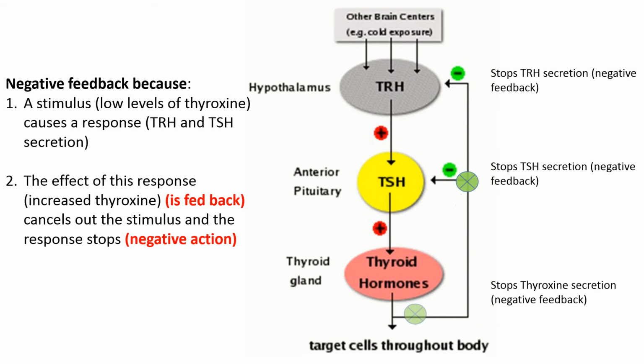So let's go through the example of why this is a negative feedback response. We had a stimulus, which was low levels of thyroxine, and as a result of which the hypothalamus and the pituitary secreted TRH and TSH. That's the response. Now, the effect of that response is to increase thyroxine levels, and once we had high levels of thyroxine, that fed back to the hypothalamus and the pituitary to cancel out their response. That's the negative action, negative feedback.